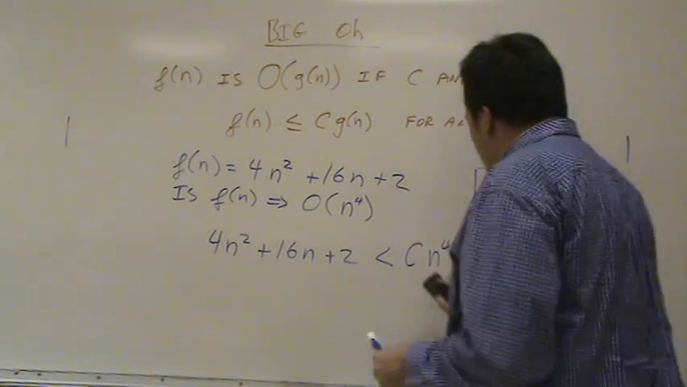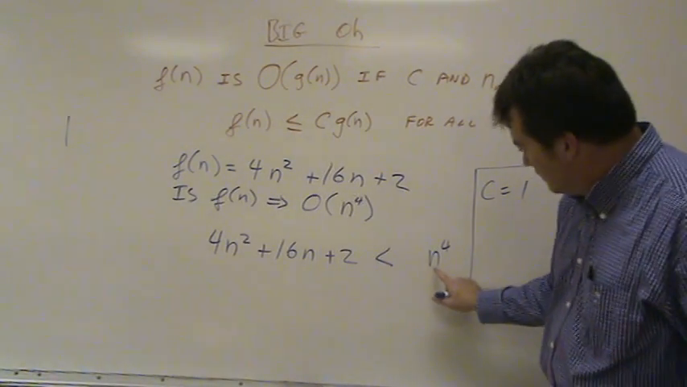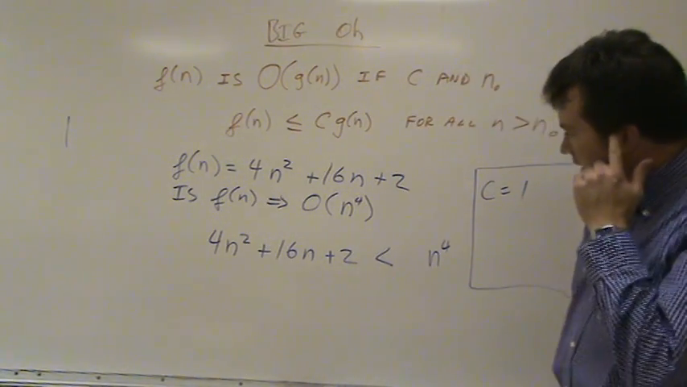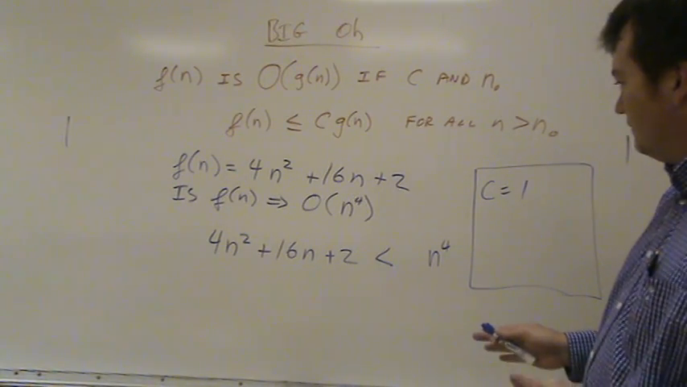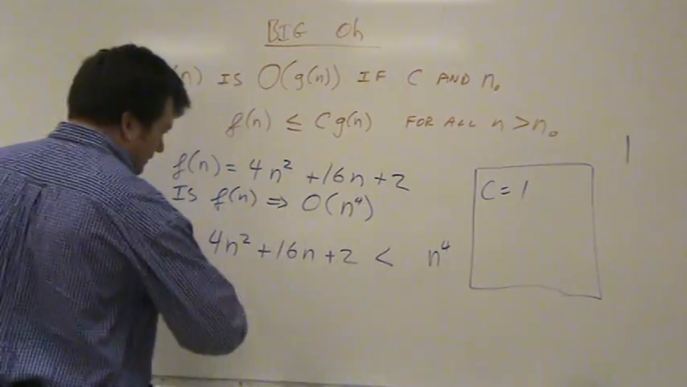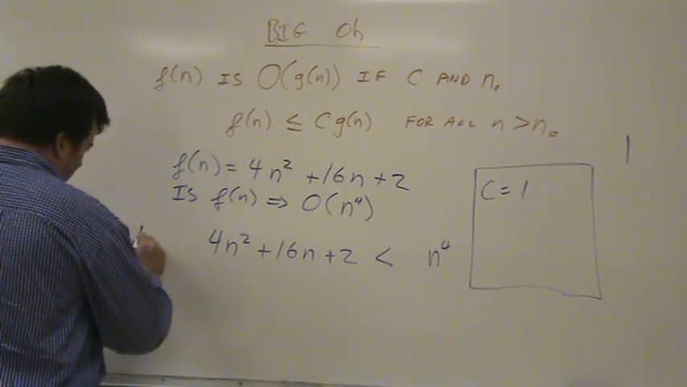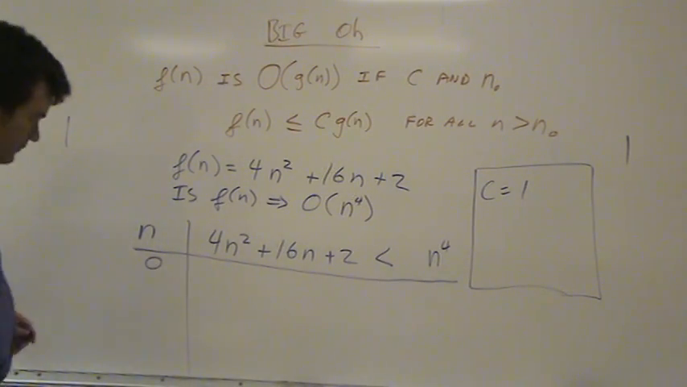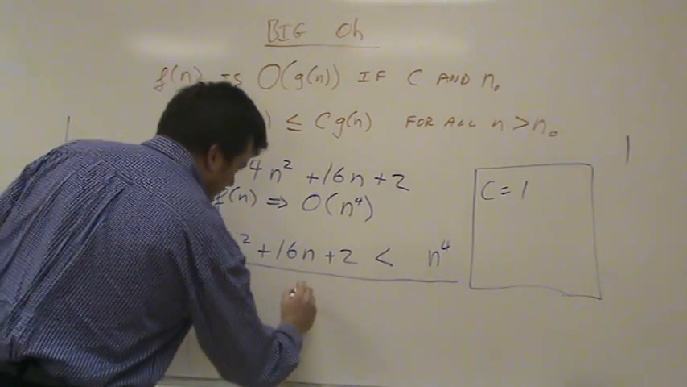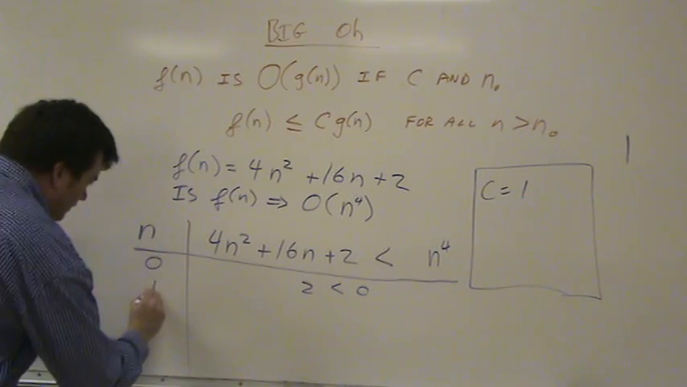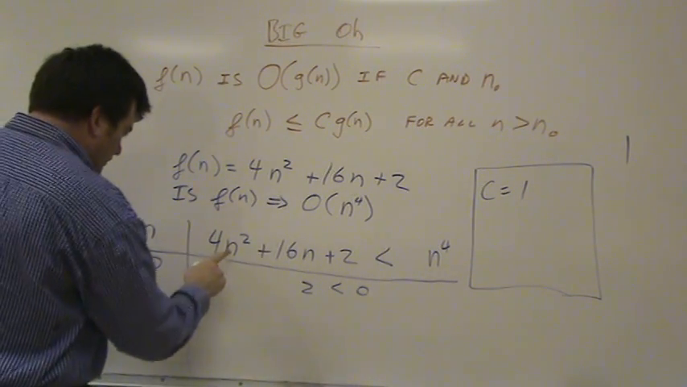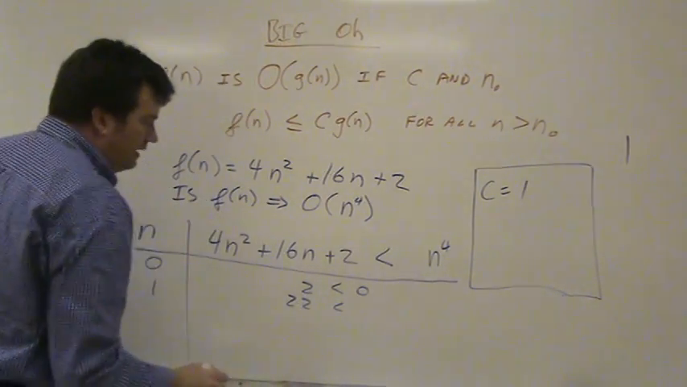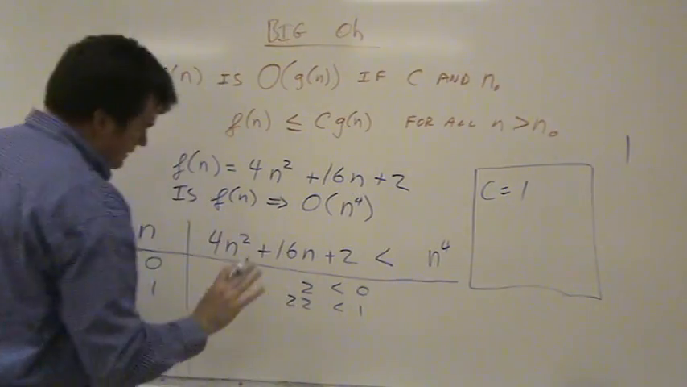Okay, if c equals 1, we can get rid of this. Now, is this statement true? N to the fourth is greater than 4 times n squared plus 16n plus 2. Well, it looks like it's true for some n's and not other n's. So let's do a chart. If n is 0, what happens? We get 0 plus 0 plus 2. We get 2 is less than 0. That's not true. When n is 1, what happens? We get 4 times 1 plus 16 plus 2. We get 22 is less than 1 times 1 times 1 times 1, which is 1. That's not true.